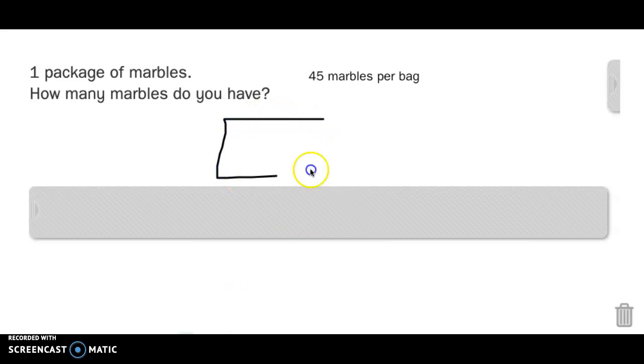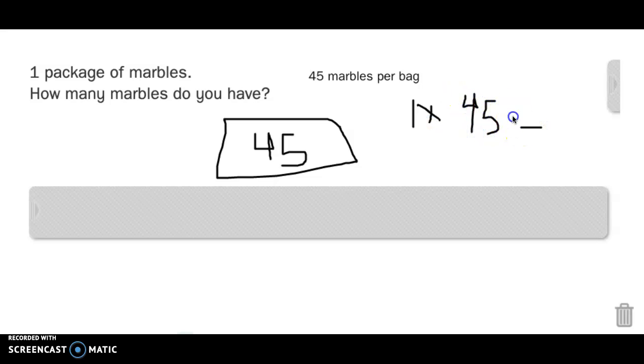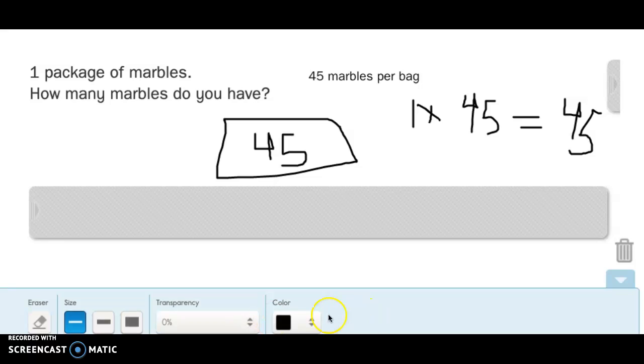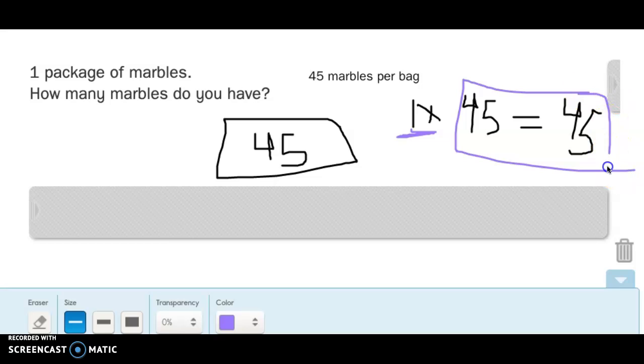Well, picture this. Here's my bag of marbles, and there's 45 in each bag. 1 times 45 is like counting 45 one time. Guess what? You only have 45 marbles. So every time you multiply a number by 1, it's like counting it one time, so it is always the answer. The number you are multiplying by 1 is always itself. So if I count 45 one time, it's always 45.